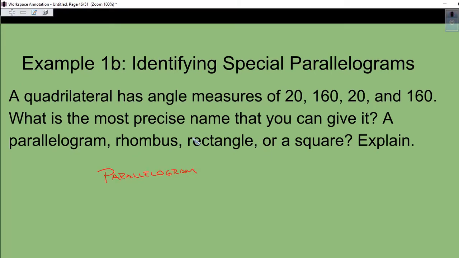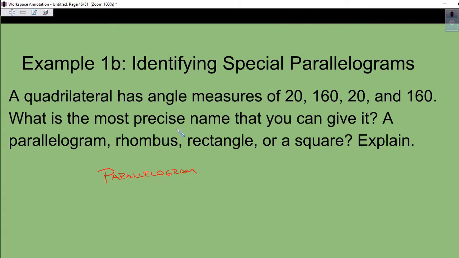All right, so this one is a quadrilateral, so it's worded a little different. So we know it's got four sides, but they give us 20, 160, 20, and 160, which means that because these two add up to 180 and these two add up to 180, consecutive angles are going to add up to 180, which means they're supplementary. So that is the property of a parallelogram.